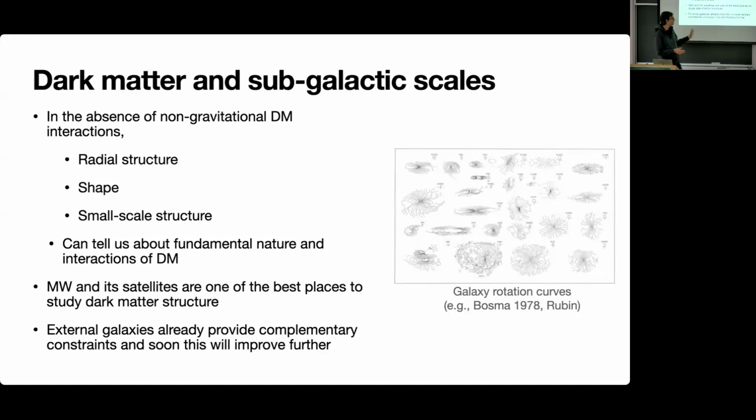So I'll mostly be focusing on what we can do in the Milky Way, but I should also mention that I think external galaxies already provide quite complementary constraints, and I'll talk a little bit about gravitational lensing. But also in the future, I think dynamics in external galaxies, like nearby external galaxies, will become very useful for these questions as well, with the big surveys that are starting soon. So I'll first talk about the radial structure.